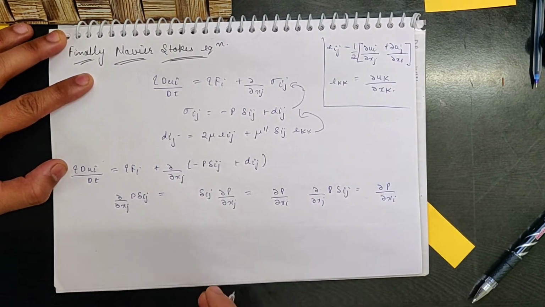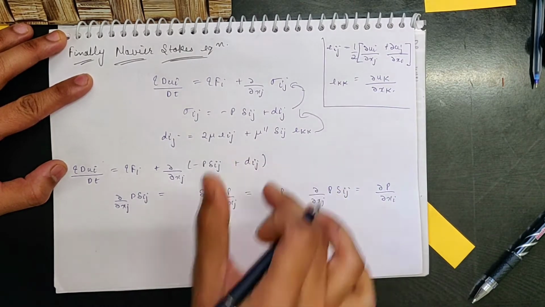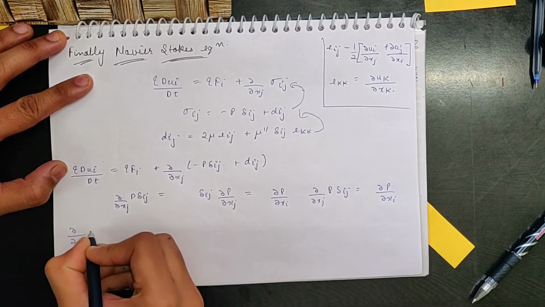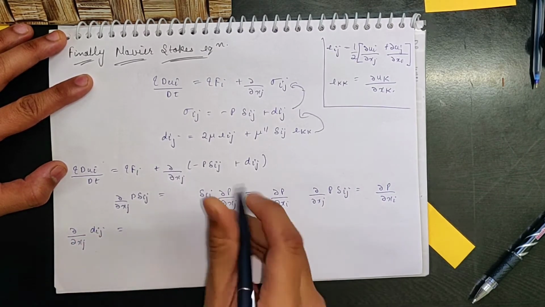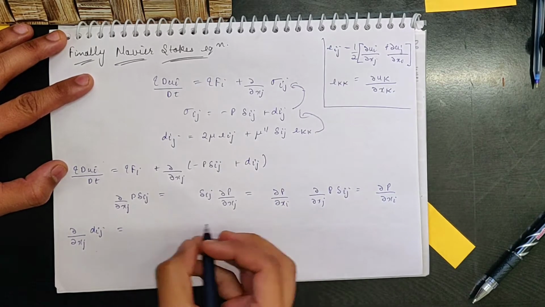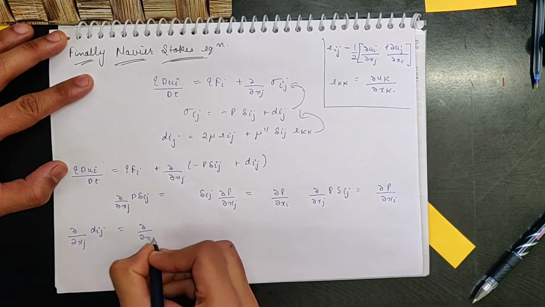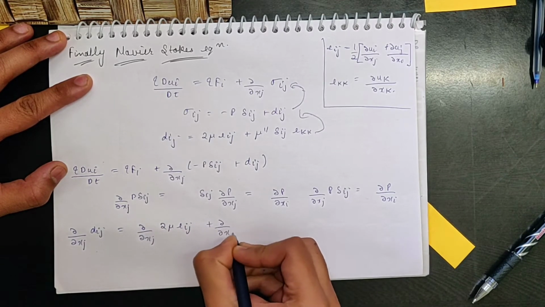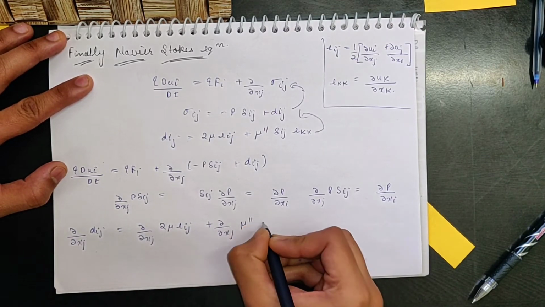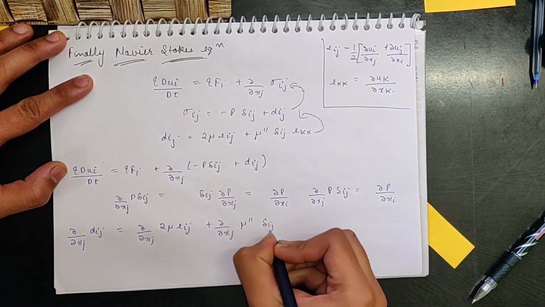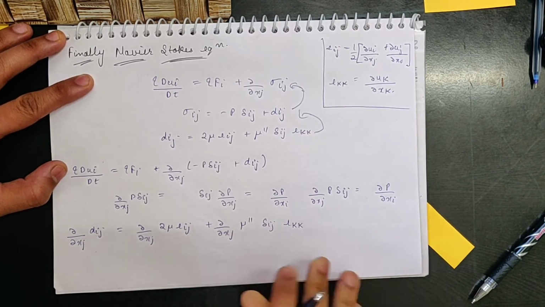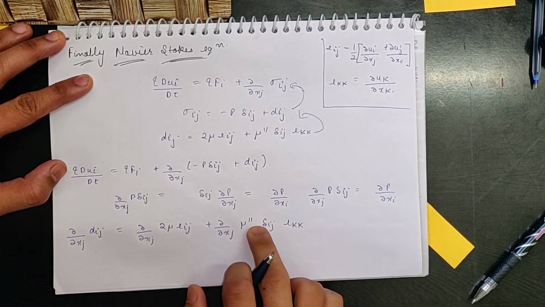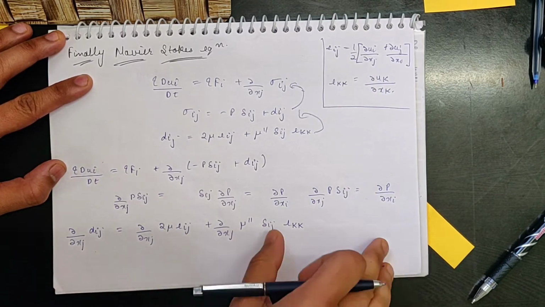Now for dij, we have del of del xj of dij is 2 terms, del of del xj of 2 mu eij plus del of del xj of mu double dash delta ij into ekk. So delta ij is a constant, mu double dash is related to 2 mu. So now we will see on the next page how to do that.